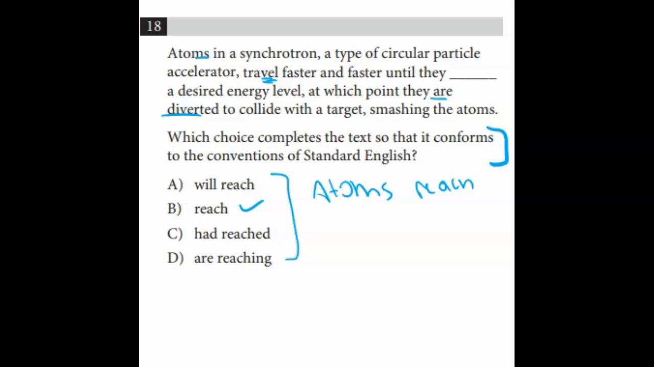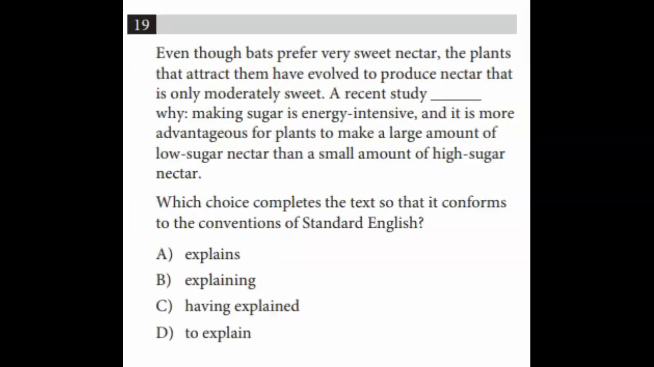So B is going to be the correct answer. It doesn't really make sense for C. That's past. That's speaking into the future. And "until they are reaching a desired energy level" doesn't really make sense if you read it out loud. So B is going to be the correct answer for 18. All right, number 19. It's going to be another grammar question.